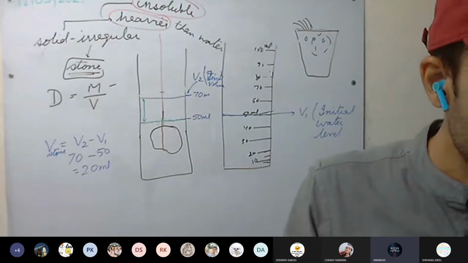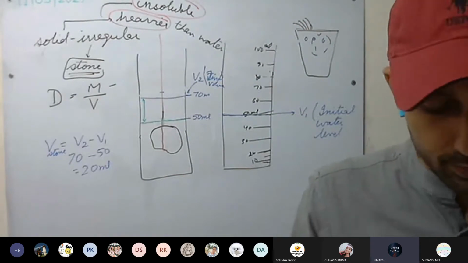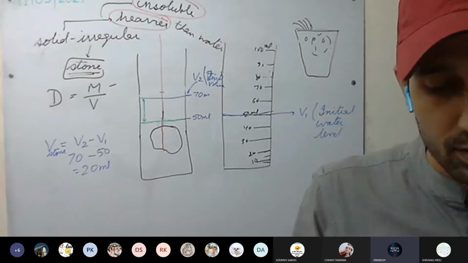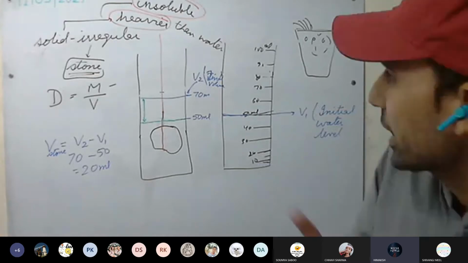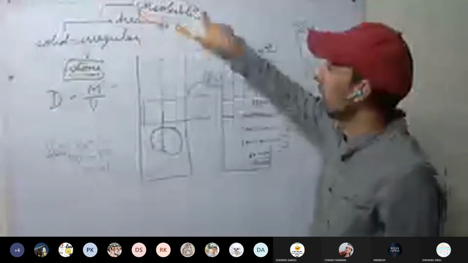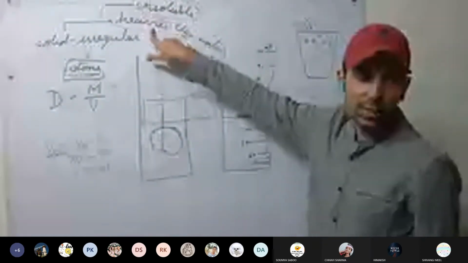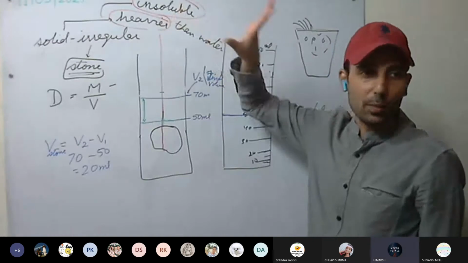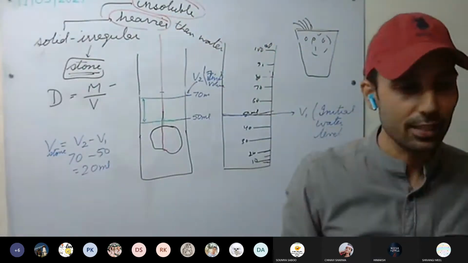Sir, in the book, we will tie the lighter object to the heavier stone. Okay, that we'll discuss afterwards. I'm asking for insoluble only. That we'll do afterwards. If it is lighter, then we'll discuss it afterwards. Okay. This is clear. Insoluble it is. We'll use the liquid in which it is insoluble.